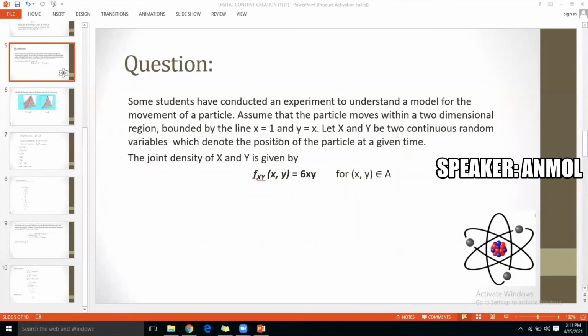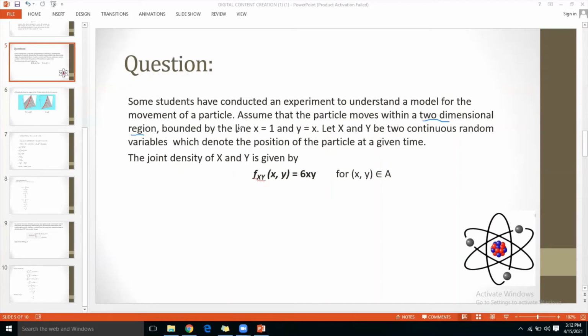The question says, some students have conducted an experiment to understand a model for the movement of a particle. Assume that the particle moves within a two-dimensional region bounded by the line x equals 1 and y equals x. Let x and y be two continuous random variables which denote the position of the particle at a given time. The joint density of x and y is given by fxy(x, y) equals 6xy for (x, y) belongs to A. So basically, before moving to the parts of questions, let us understand what the question says.